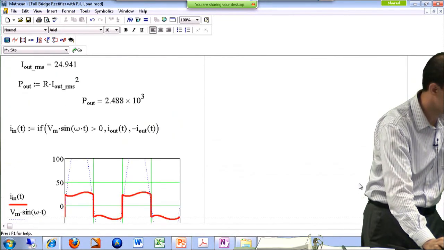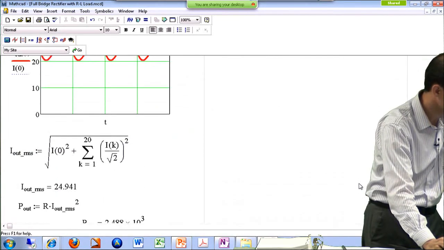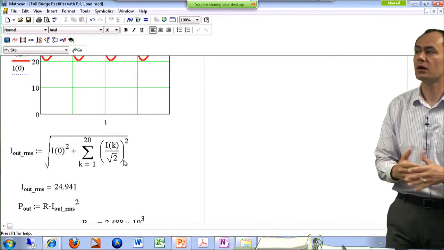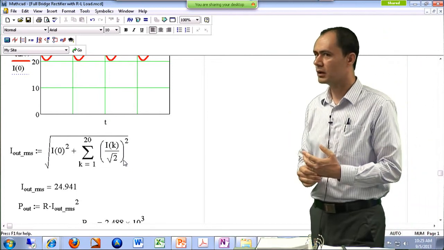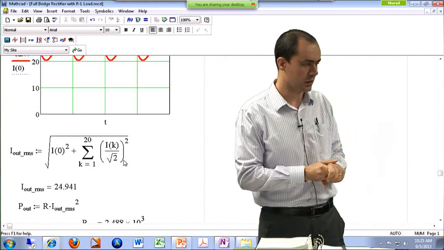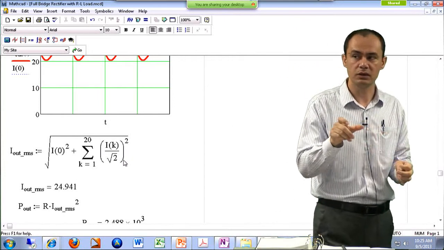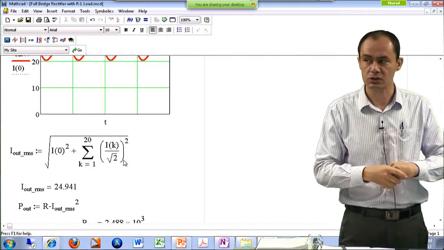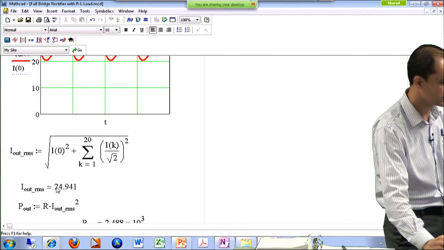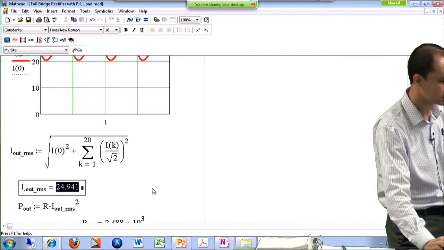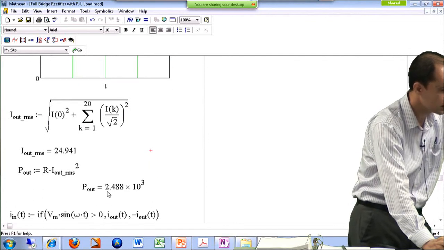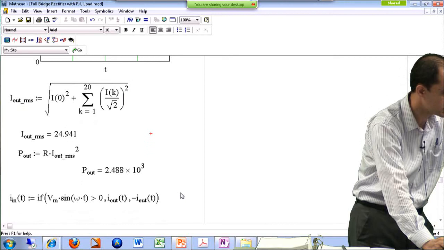The other thing that I have done over here is I'm looking at the RMS value of the output current. Remember, we have all of the harmonics in the output current. In the first session, we looked at the RMS value of the output current, which is the square root of the sum of the squares of each one of these harmonics in RMS terms. So that's actually what I'm doing over here. The RMS value of the output current in this case is very close to the DC value, which is 25. The output power in this case is about 2.4 kilowatts.